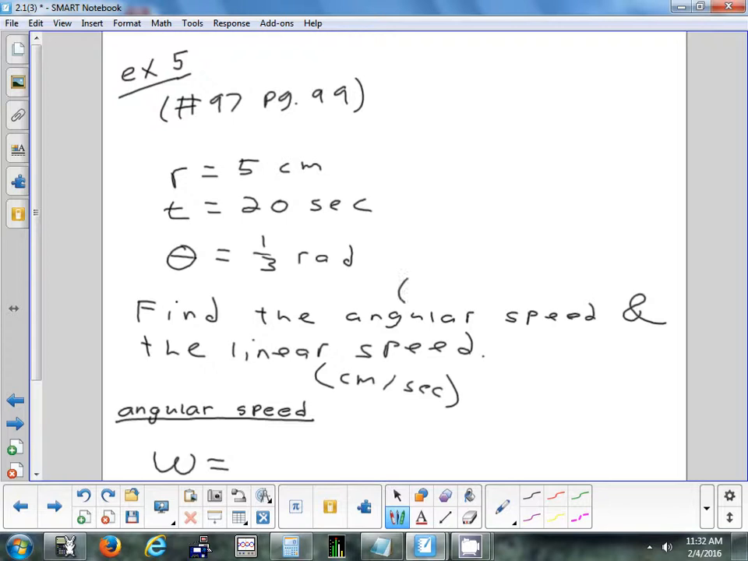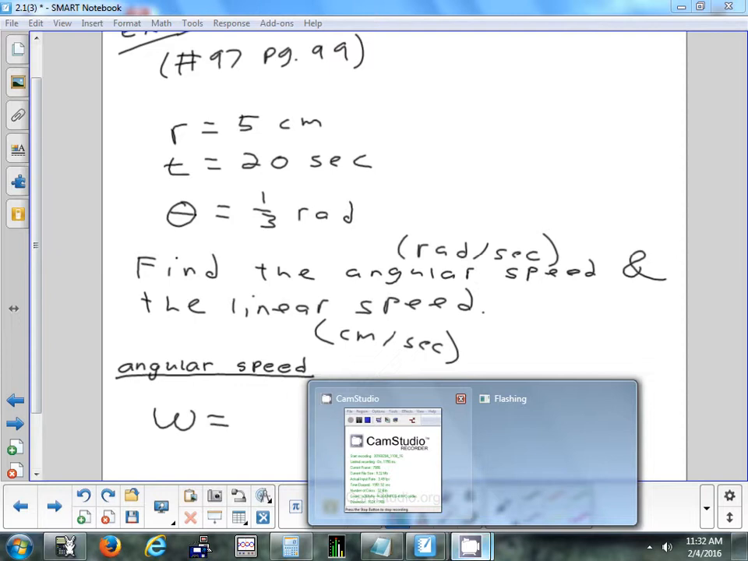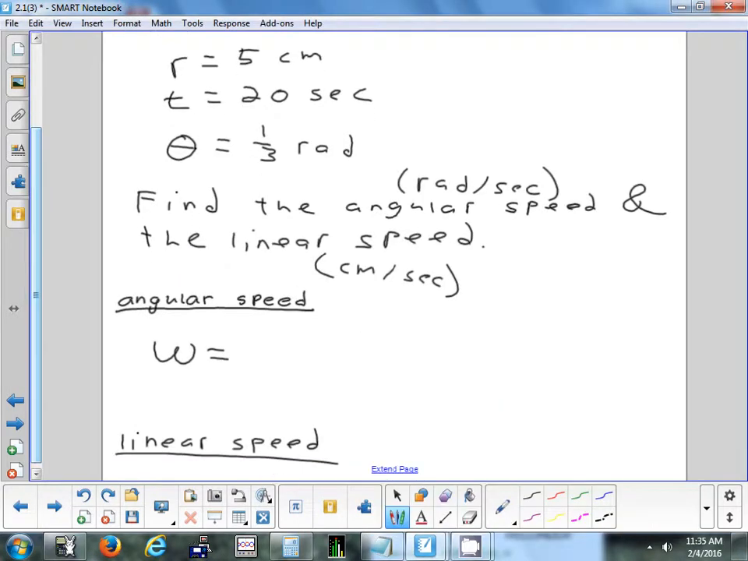And you can do that one in radians per second. So take a minute, try that, and then we'll go over that, and that'll be our last one for today. All right, so just to start people off with the angular speed, so you get something to work with.